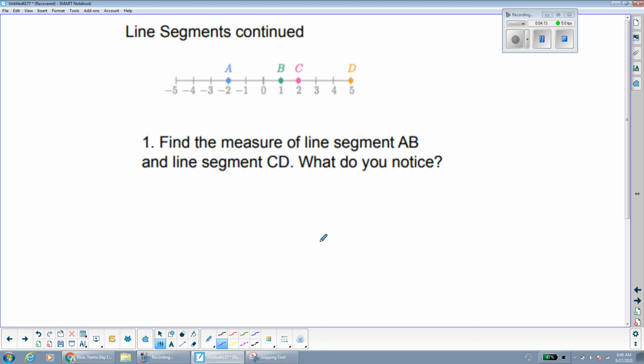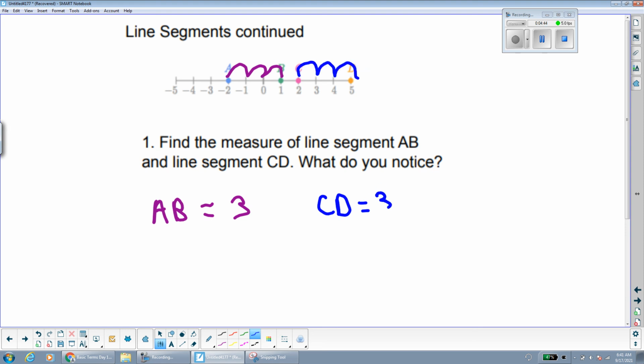Find the measure of line segment AB and line segment CD. What do you notice? Take a minute and write down the measurements of AB and CD. I'm going to write them down over here. Line segment AB measures 1, 2, 3 spaces. And line segment CD measures 1, 2, 3 spaces.